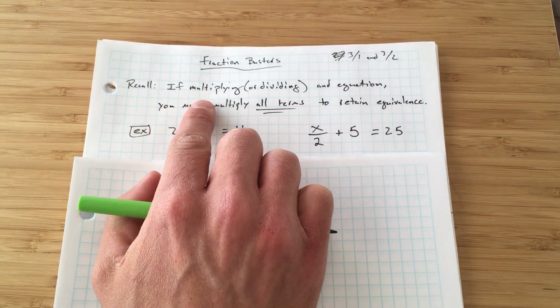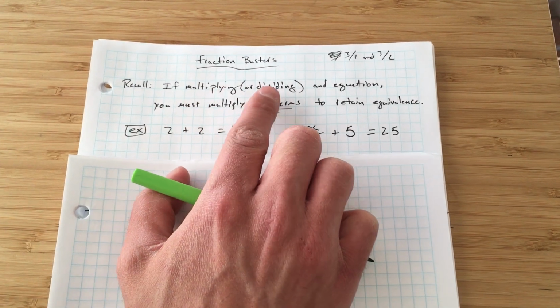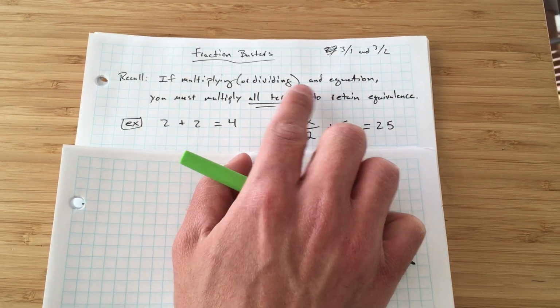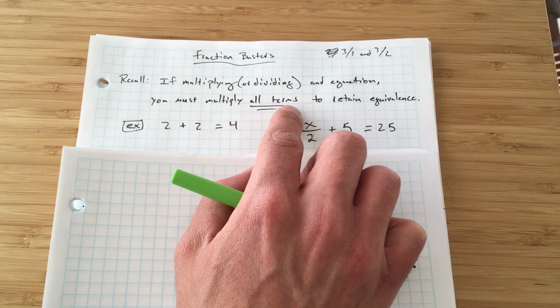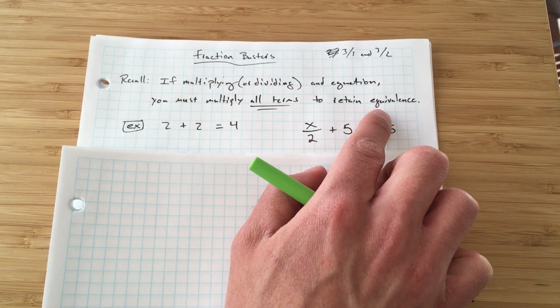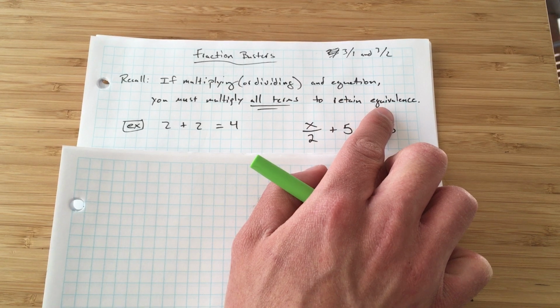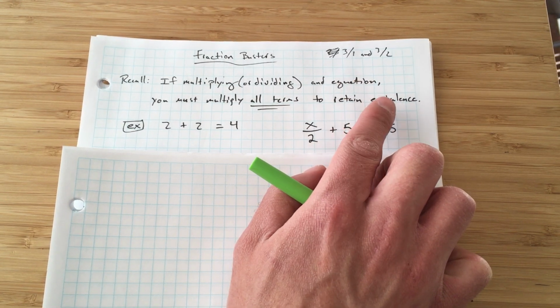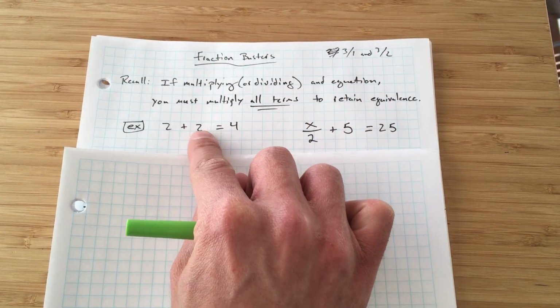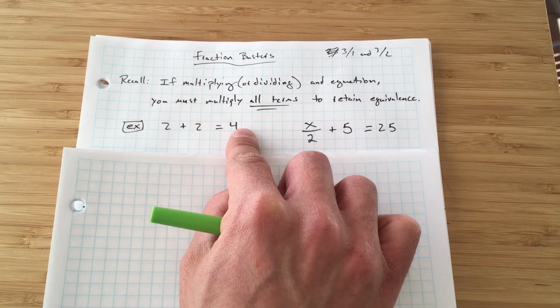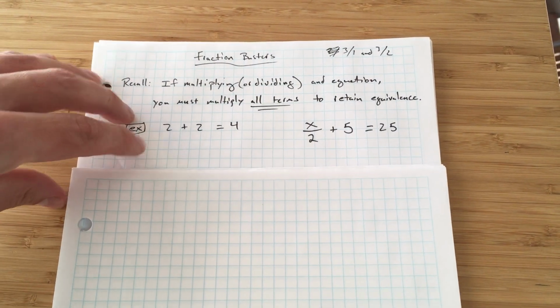So recall, if we're multiplying or dividing an equation, you must multiply all the terms to retain equivalence. What I mean by that is you have to multiply every single term for the equation to still be equal, for the left side of the equal sign to equal the right side of the equal sign. So I want to show you that with an example here.